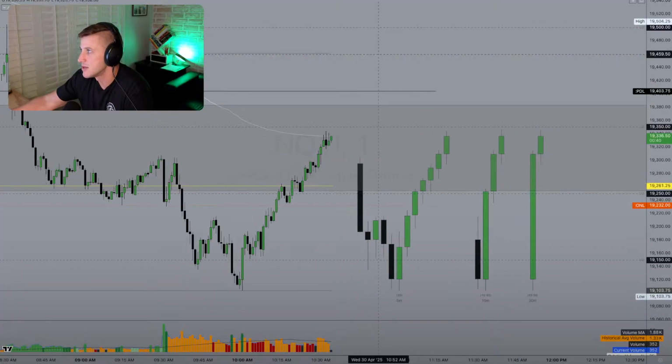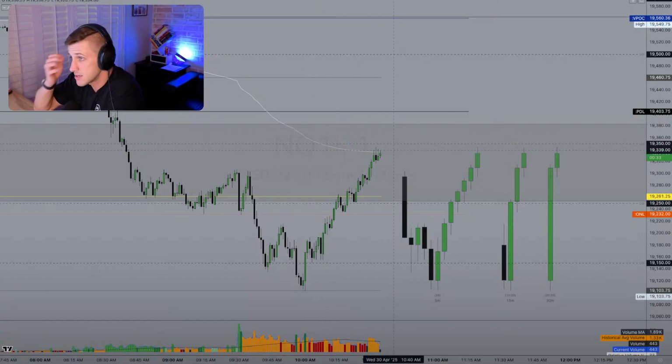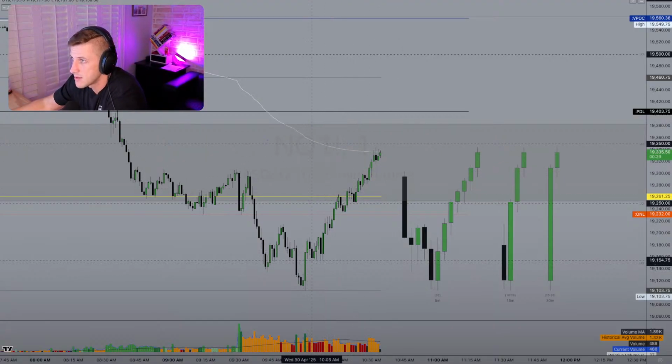Pretty nice morning. Patience definitely required this morning. But post 10 a.m., once that 10 a.m. low was marked, you have 10 a.m. reversal time. Got some market structure there, 19,150.